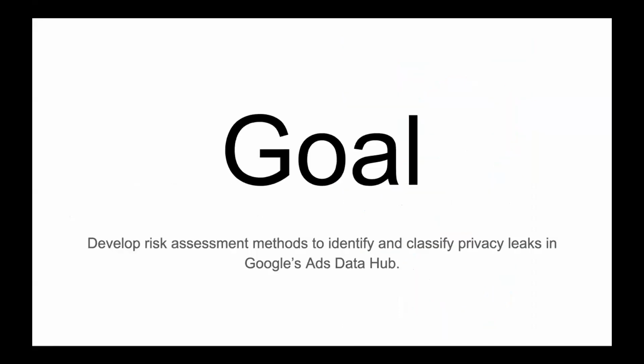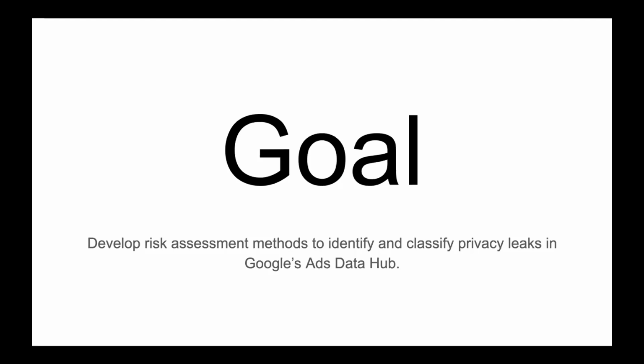Now, in addition to these aggregation constraints, it is important to make sure that users' personal information is safe. So our goal for the summer was to develop a framework to quantify the risk of exposing private information in Google's Ads Data Hub. Now, we do this by analyzing the data that the advertisers queried for before the results were aggregated, in case an attacker could get through the aggregation constraints.